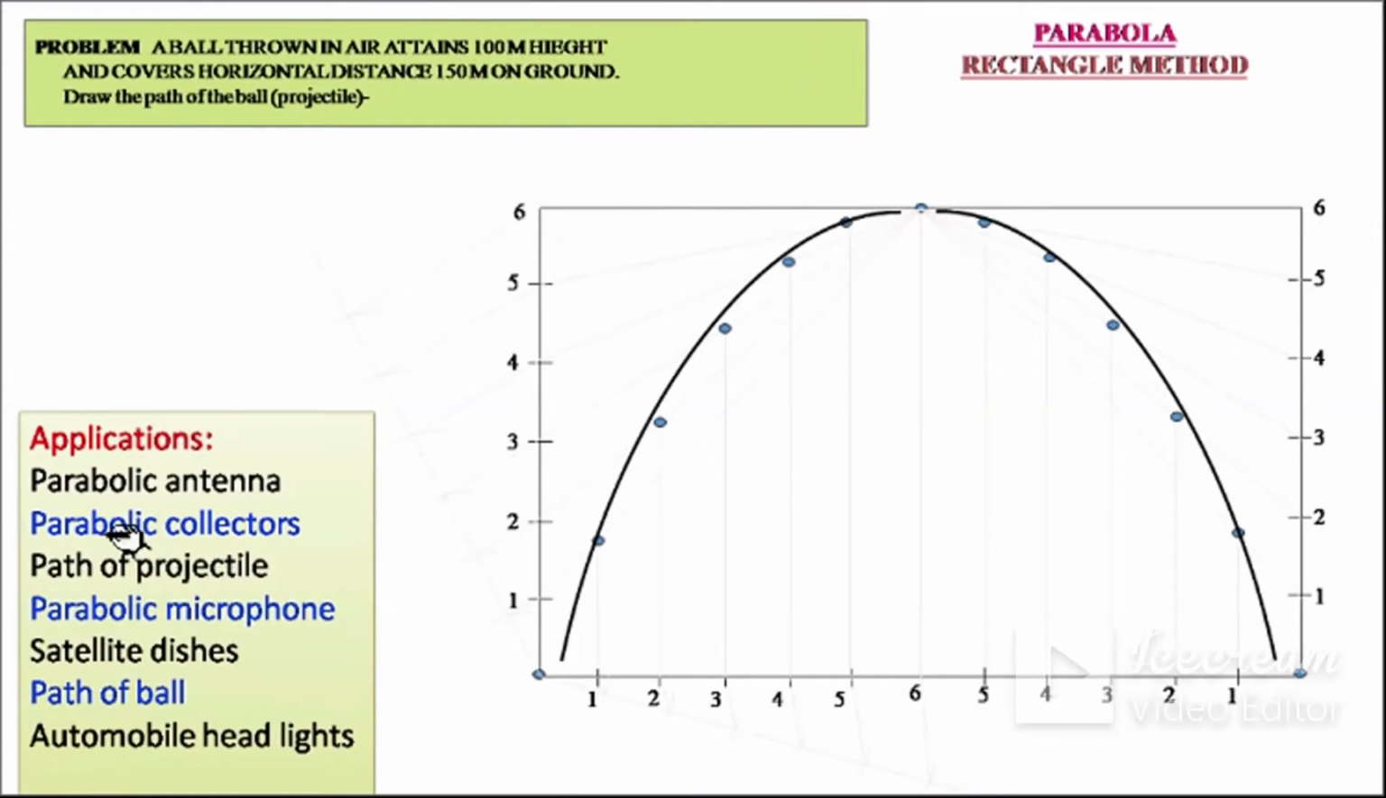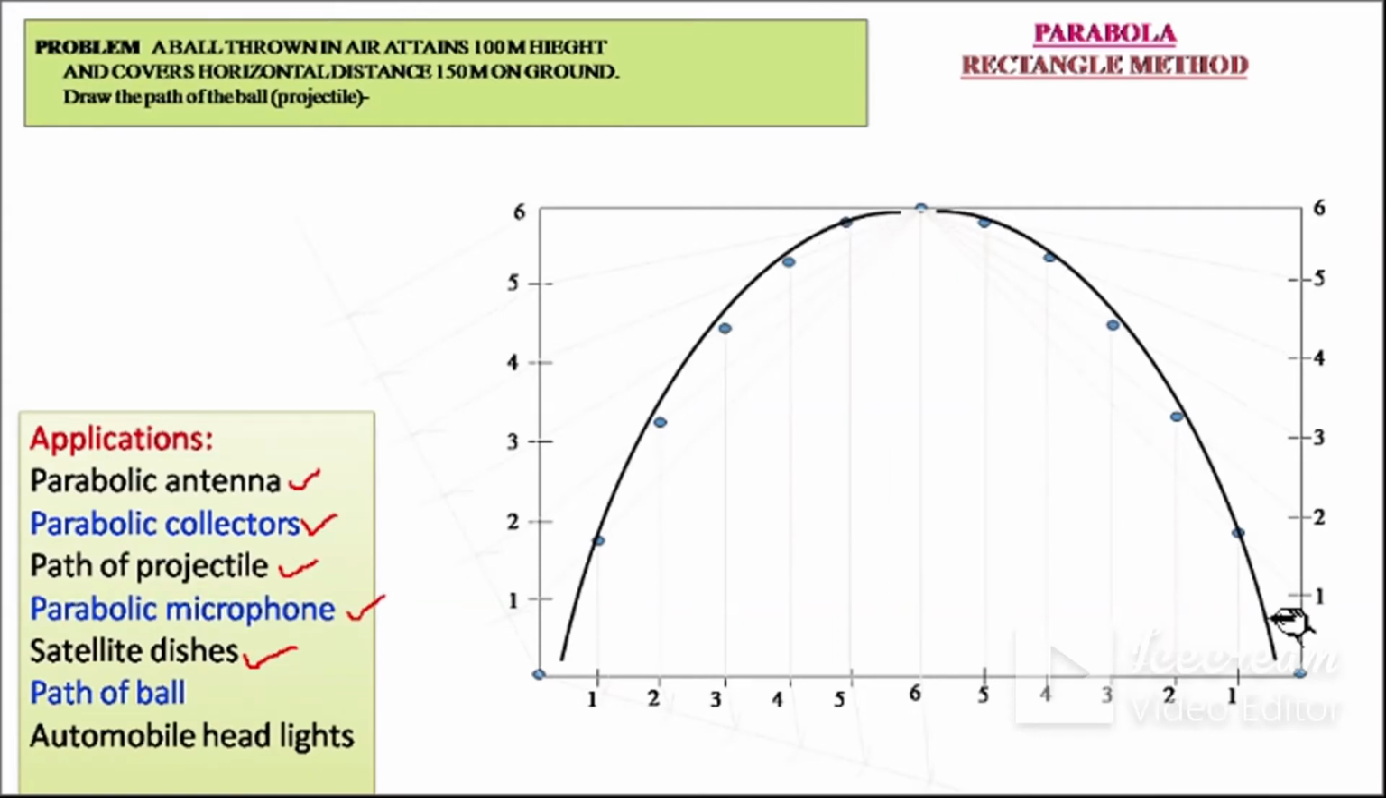Parabolas are used in parabolic antennas. You might have seen parabolic collectors, which are used as solar collectors, and they are of parabolic shape. Whenever a projectile is moving in space, the path followed by the projectile is this kind of curve, a parabola. There is also a parabolic microphone available. Then satellite dishes also have the same shape as a parabola. Also if you throw a ball in the air, the path that will be followed by the ball is a parabolic curve.